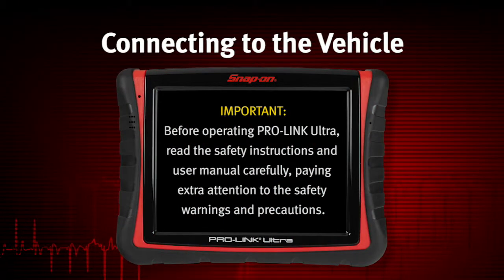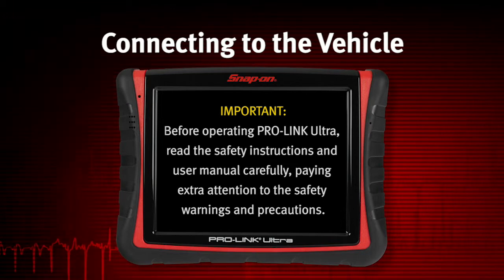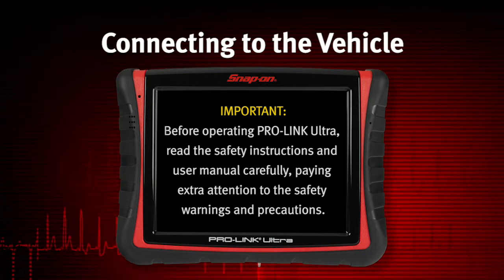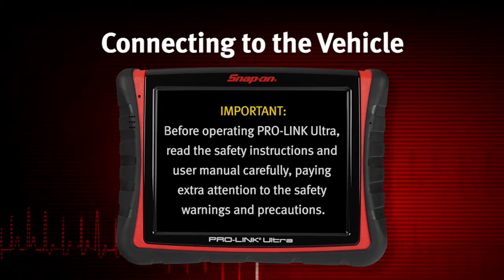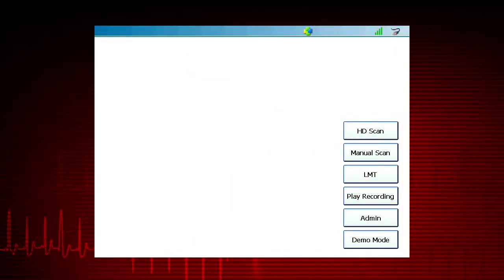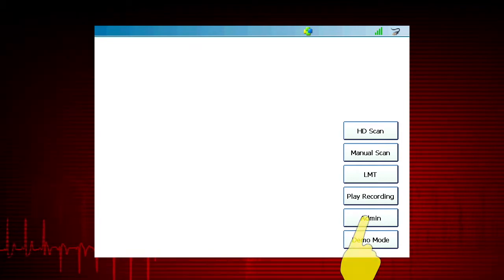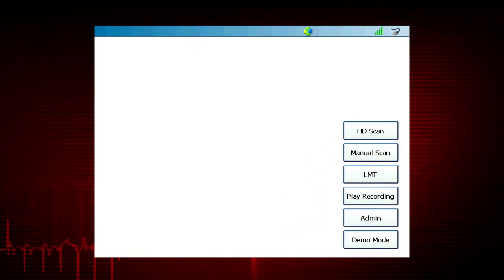Before operating ProLink Ultra, read the safety instructions and user manual carefully, paying extra attention to the safety warnings and precautions. To access the setup and configuration features of ProLink Ultra, select Admin from the main screen.